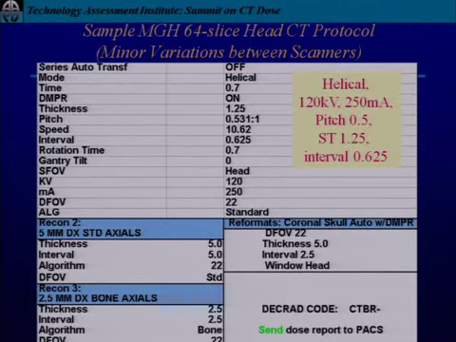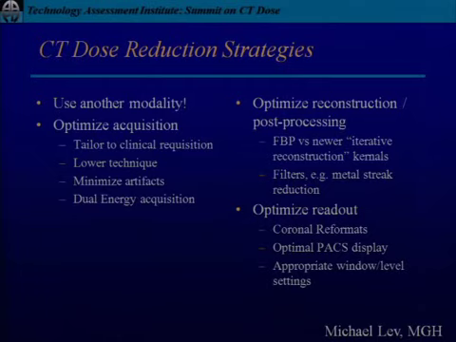It was pointed out earlier, there are things that you see on coronal that you would see on the axial, but they are much better seen on the coronal images. Okay. So here are some dose reduction strategies. Use another modality if you have to. That's the best strategy sometimes in pediatric imaging.